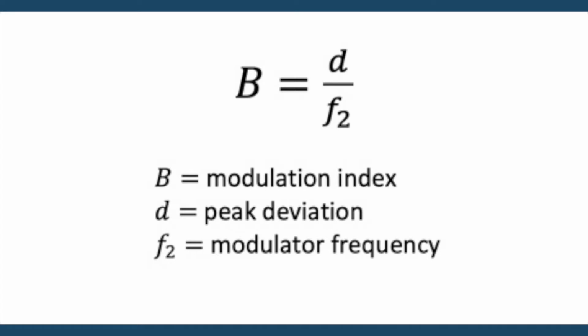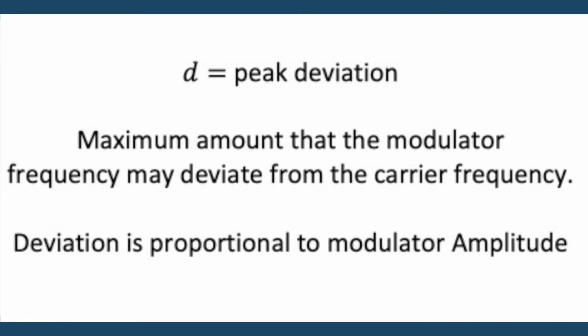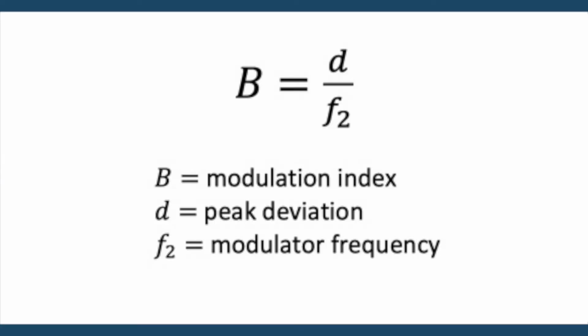B is called the modulation index, which is equal to the ratio of the peak deviation, d, to the modulating frequency. We can write B as d divided by f2. Peak deviation is the maximum amount that the modulator frequency may deviate or be different from the carrier frequency. Furthermore, the amount of deviation is proportional to the amplitude of the modulator signal. The higher the amplitude, the greater the deviation, and the more modulation we will notice. So this modulation index, B, depends on the amplitude and the frequency of the modulator wave.